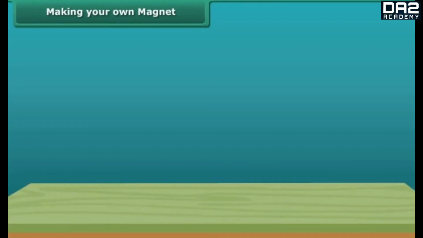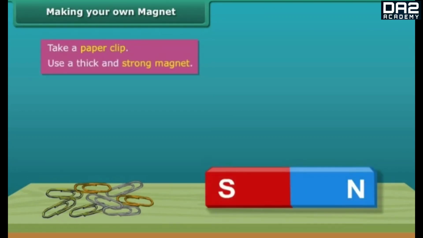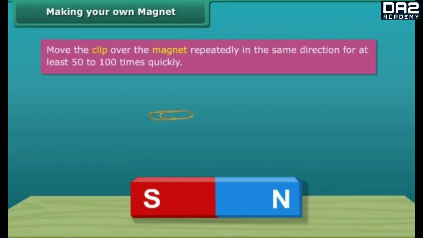Making your own magnet. Let us look at the steps to create your very own magnet. Let's take a paper clip. Use a thick and strong magnet. Move the clip over the magnet repeatedly in the same direction. Perform this step 50 to 100 times. The movement needs to be quick.